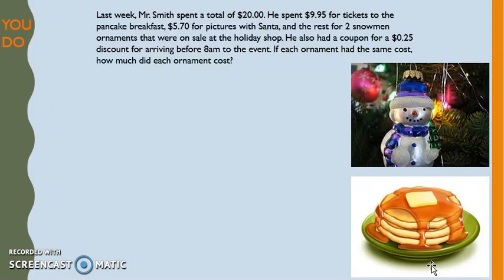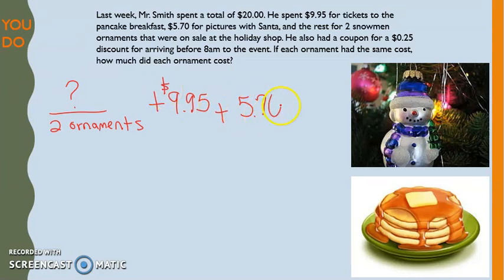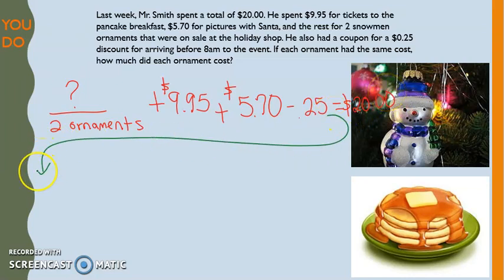So I'm just going to go ahead and do this quickly and show you your answer. We should have started out with our unknown for the 2 ornaments. And we're going to add in $9.95, add in $5.70 for pictures with Santa, and we're going to subtract the 25-cent coupon for arriving early, for a total of $20. So now let's use our flow map and let's go ahead and work backwards.